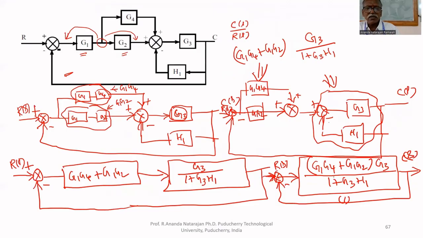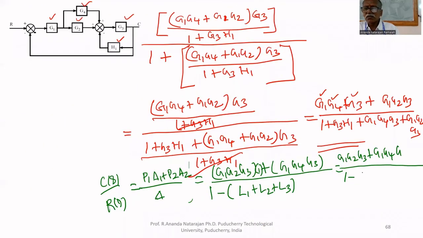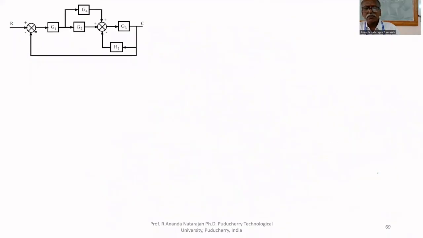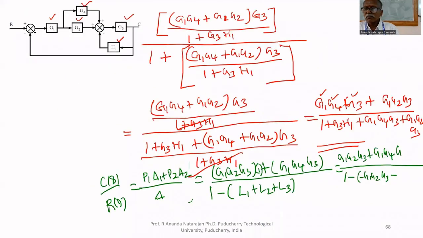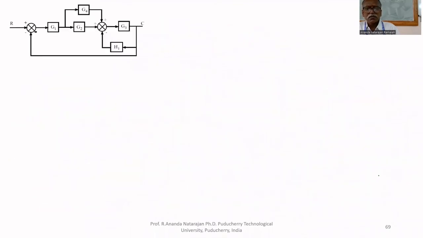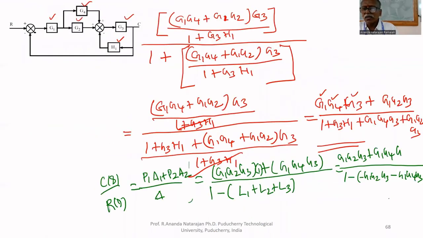1 minus, what is L1? L1 is minus G1, G2, G3. L2 is minus G1, G4, G3. What is L3? Minus G3, H1.